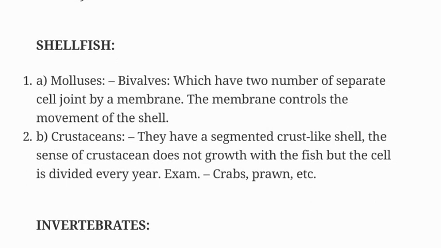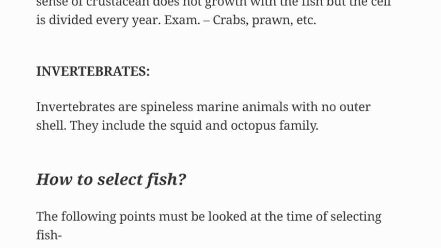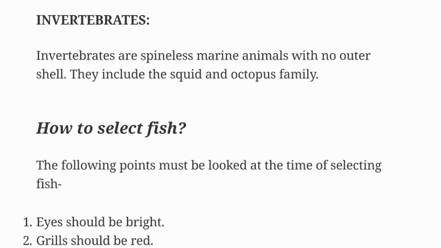Shellfish. Shellfish are the fishes which have shells on their body, and these are classified into two types, mollusks and crustaceans. Mollusks are classified into three types: bivalves, univalves and cephalopods. Invertebrates. Invertebrates are spineless marine animals with no outer shell. They include the squid and octopus family.